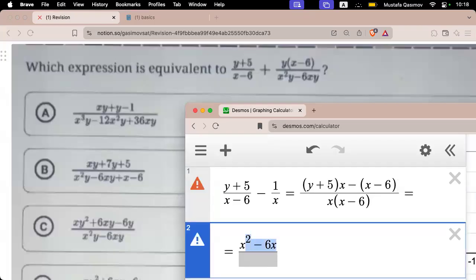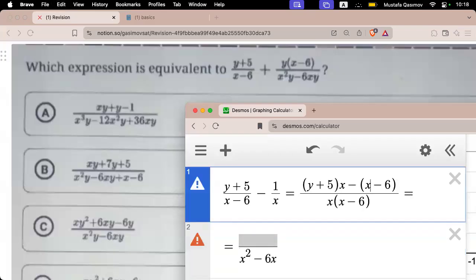Səhv yapdıq. Y plus 5 multiplied by x minus. Buradaysan. Yani bir bana eksin. Ha, bura. Tamam.